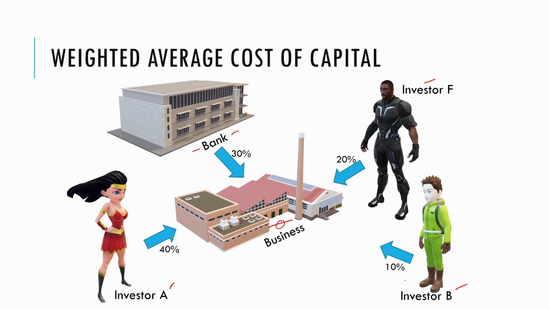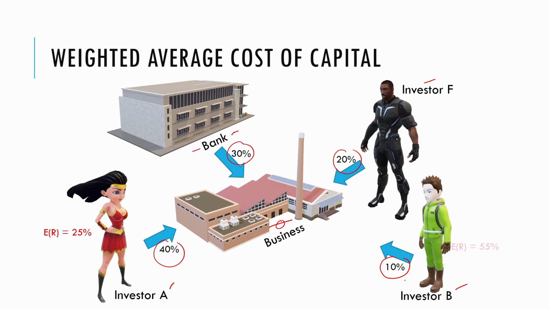So for example, from investor A, 40% of the capital is coming, 10% is coming from investor B, 20% is coming from investor F, and the remaining 30% is coming from the bank. So 40, 30, 20 and 10. This means 100%. Okay, so this is the distribution of the capital.